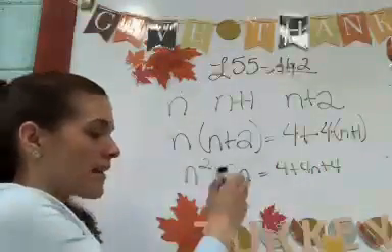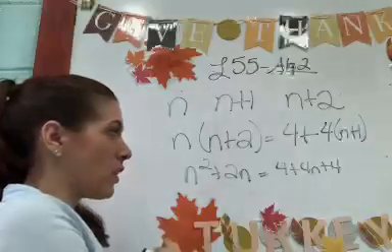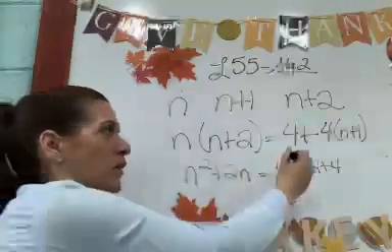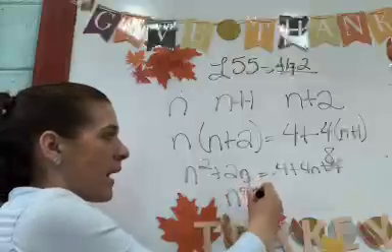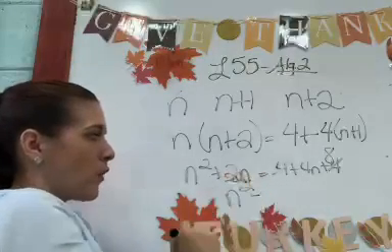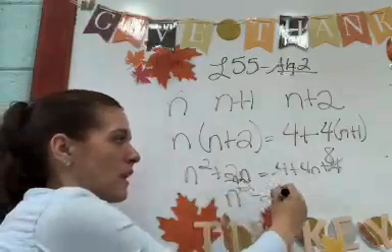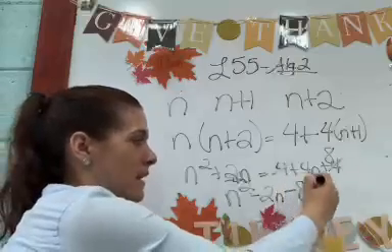Okay? We're going to have to get everything on one side equal to 0, right? So we're going to move everything over here. First of all, this is 8 now. So it's going to be n squared minus, 2n minus 4n is negative 2n minus 8 equals 0.